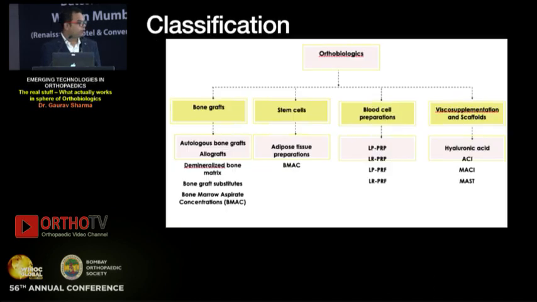They can be broadly classified into four main types. First come the bone grafts, which comprise autologous bone graft, allografts, demineralized bone matrix, BMAC, and bone graft substitutes. There could be stem cells, which could be adipose tissue preparations, BMAC. There could be blood cell preparations, primarily comprising PRP and PRF, that is platelet-rich fibrin. It could be leukocyte-rich or leukocyte-poor. There could be viscosupplements and scaffolds like hyaluronic acid, autologous chondrocyte implantation, MACI.